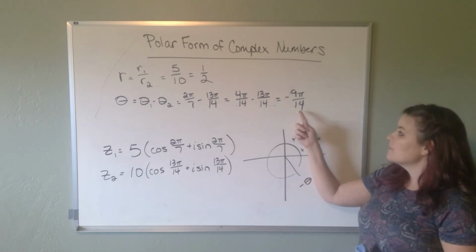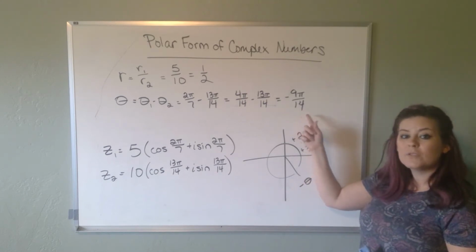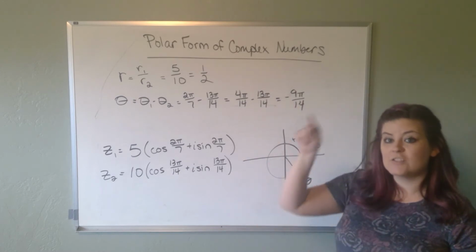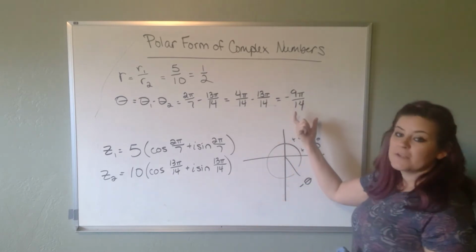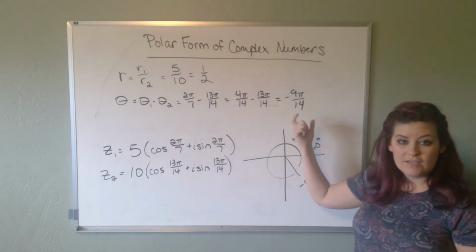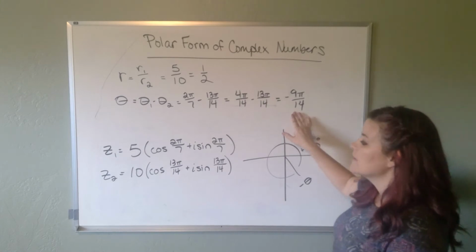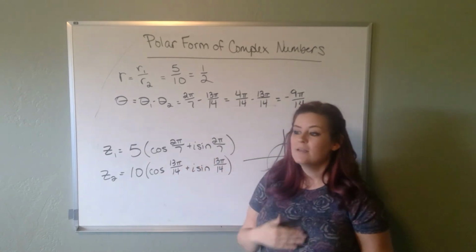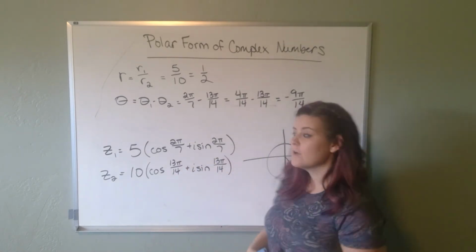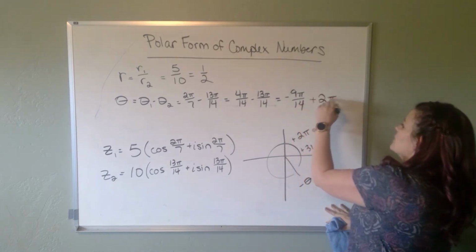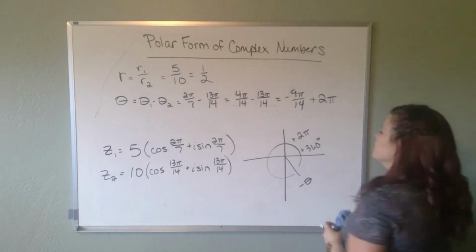So I'm going to take my negative 9 pi over 14. I'm going to add a full rotation to it. So I'm going to add 2 pi, and I'll be looking at a coterminal positive angle. You have to make sure you do this because if you try to put a negative angle into a polar form, it's just going to get counted wrong. So you take this, add 2 pi, adding an entire rotation.